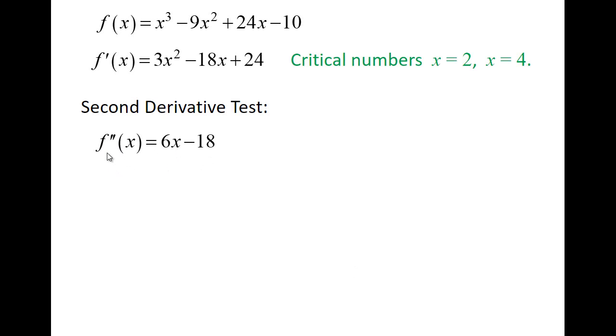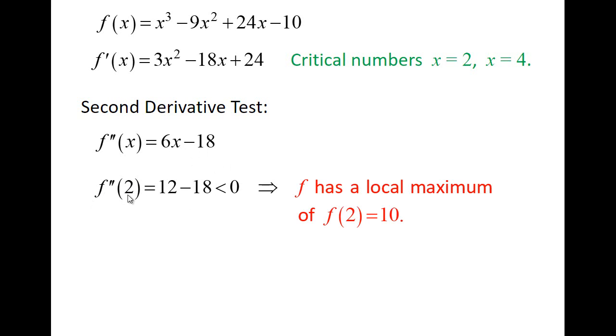Now let's evaluate the second derivative at 2, and at 2 it'll be 12 minus 18, and that's negative. So because the second derivative at 2 is negative, that means that f is concave down at 2, which means that at 2 we have a local maximum. So f has a local maximum at 2, so f of 2 is 10. So 10 is the local maximum value.